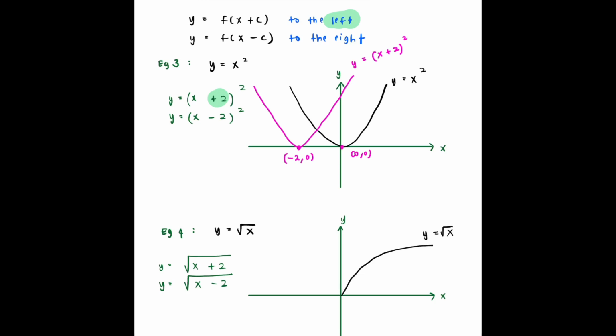Okay. For the second one, (x minus 2), your graph will be moving to the right side, 2 units. So your new graph will be here.